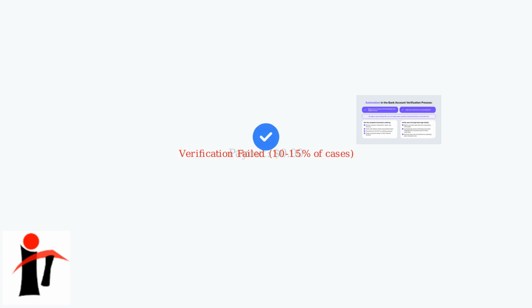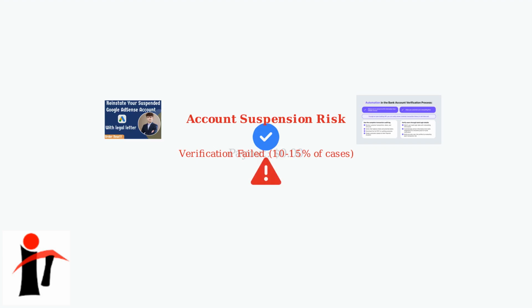Ensure that the bank account is in the same name as your AdSense account to comply with anti-money laundering laws. Avoid manipulating multiple accounts to circumvent AdSense policies, as this can lead to account suspension.